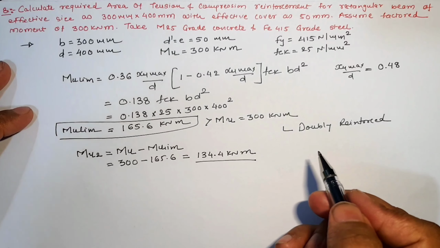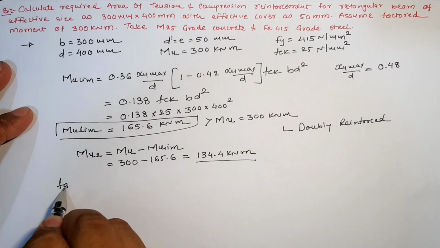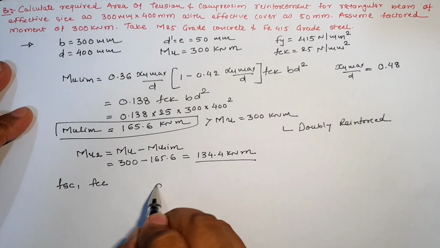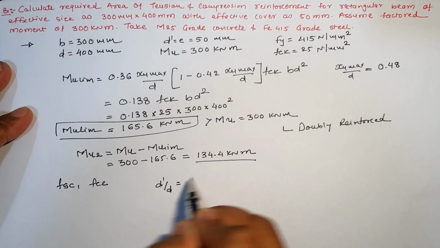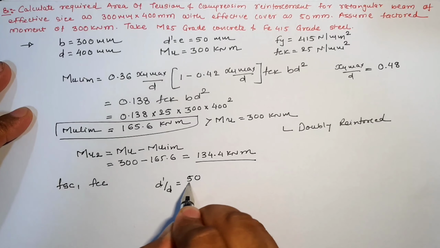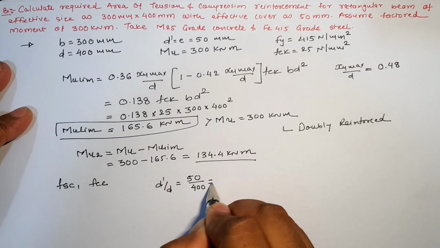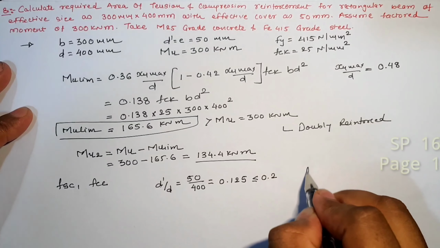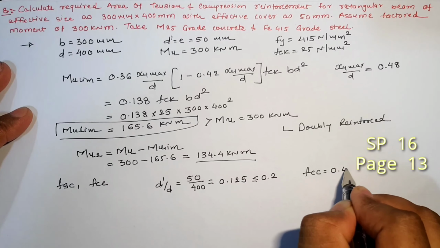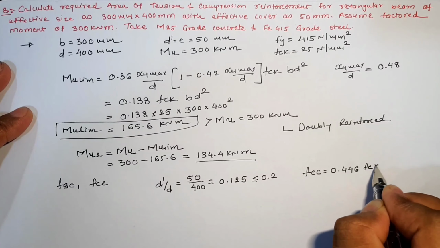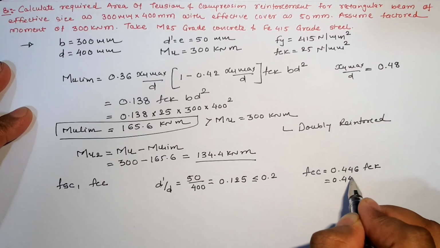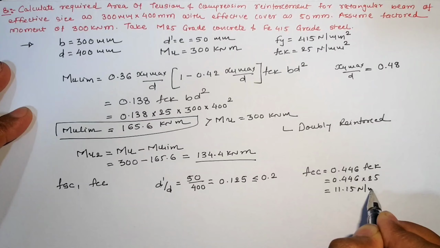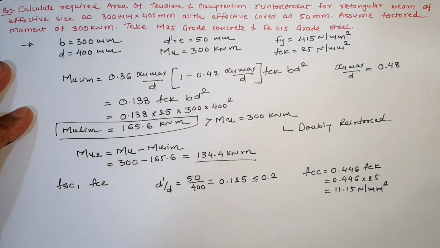Now let us go for the calculation of Asc. First of all, we require fsc and fcc as permissible stress. First of all, d dash by d value, which is equal to 50 by 400, which is 0.125, is less than or equal to 0.2. Hence our fcc value can be taken as 0.446 into fck, which is 11.15 Newton per mm square.